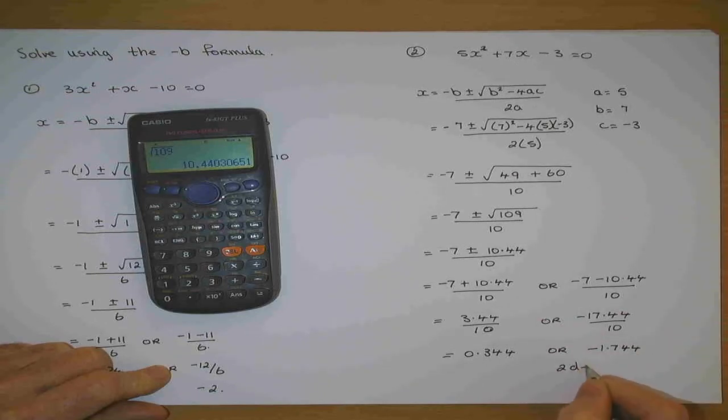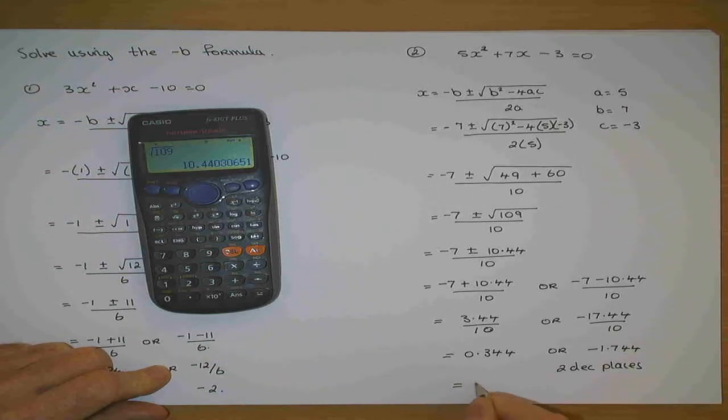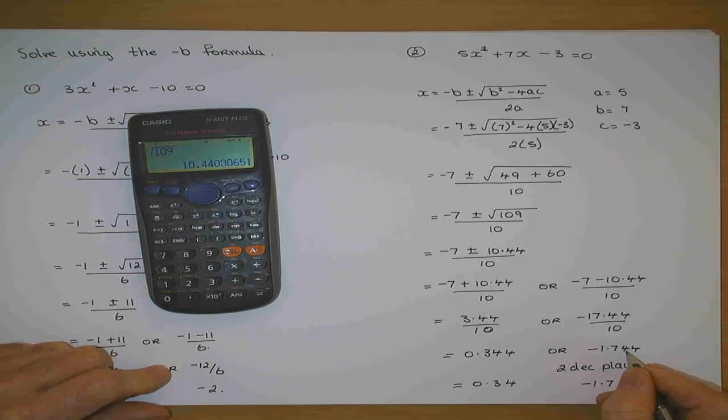Correct to 2 decimal places is equal to 0.3. This is a 4. Does this 4 leave it as it is or put it up 1? Leave it as it is. Minus 1.7. This 4 stays as it is. What would I need to put that 4 higher? If this was a 5 or 6 or 7. And there are your two answers.